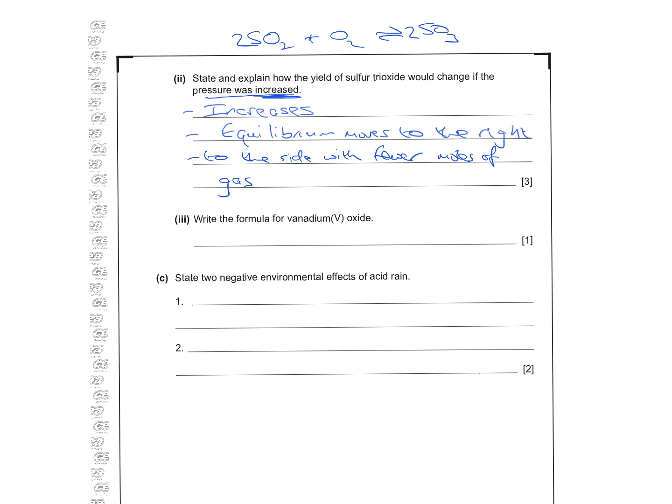Part 3, the formula for vanadium 5 oxide was made up of vanadium and oxygen. The V tells you the vanadium has a valency of 5, put it after the oxygen, and the oxygen has a valency of 2, so it's V2O5. Negative effects of acid rain, things like damages buildings, destroys vegetation, kills fish.